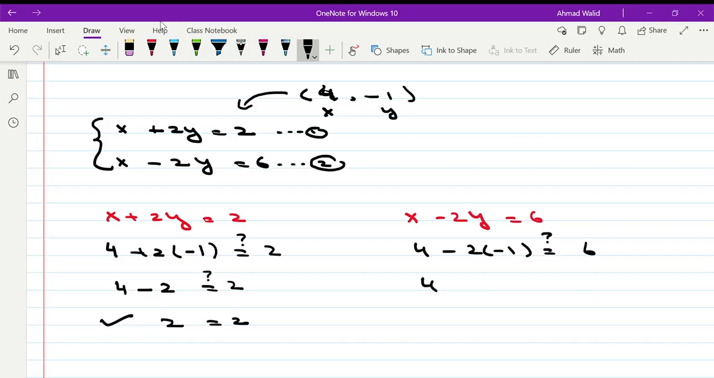4 minus 2 times -1 gives you positive 2. Is this equal to 6? 4 plus 2 is 6. 6 equals 6. Correct. Then you can say, yes, (4, -1) is the solution for the system of linear equations x plus 2y equals 2 and x minus 2y equals 6. Correct?